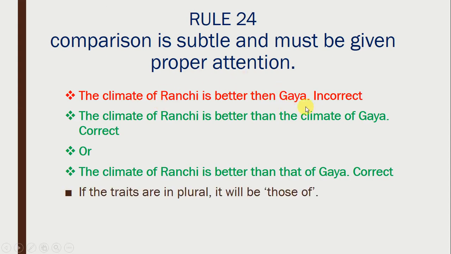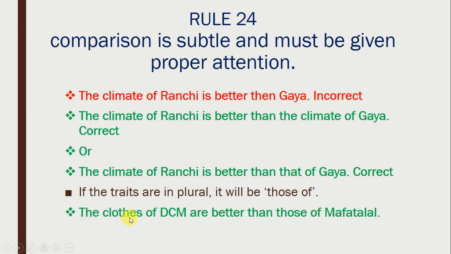Okay, but if the quality you are comparing, the traits you are comparing, is in plural form, then instead of that of, you have to use what? Those of. See, the clothes of DCM are better than those of Mafetal. So clothes here is plural, that is why we have used those of instead of that of. Okay, so this is a very important rule, because mostly this rule comes in spotting error.